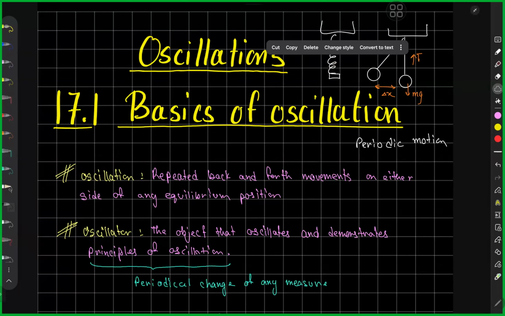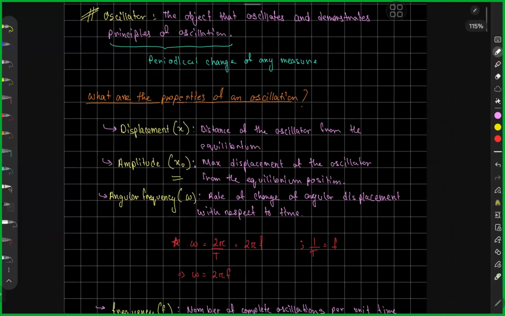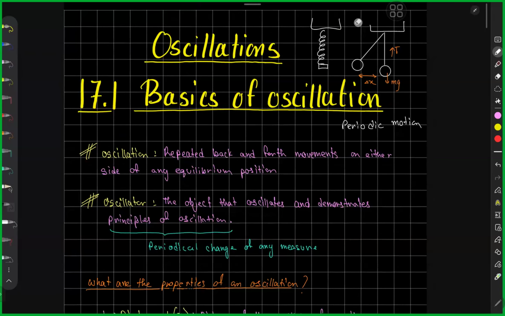So all of these systems that you're looking at are oscillations. And the object that oscillates is called an oscillator. Over here, this mass is the oscillator. Over here, this bob is the oscillator. That is basically what oscillation is in simple words.